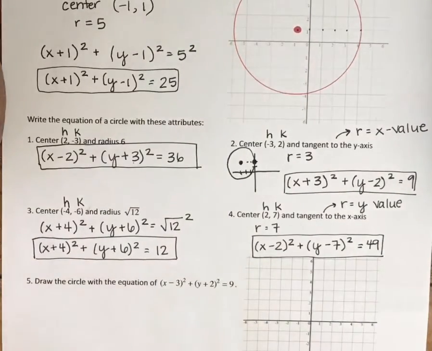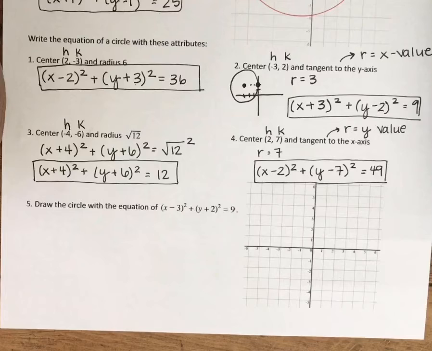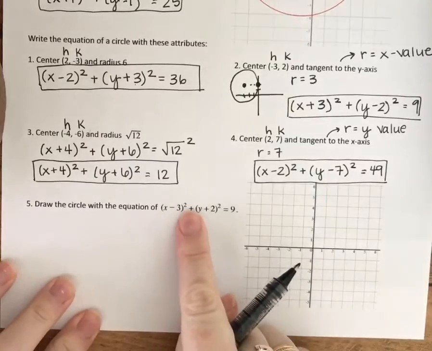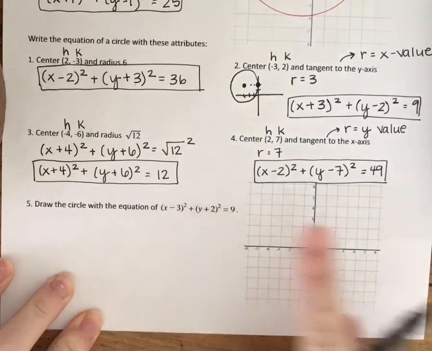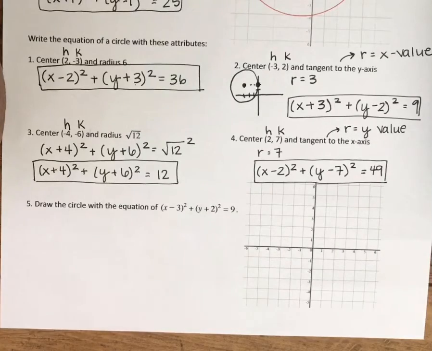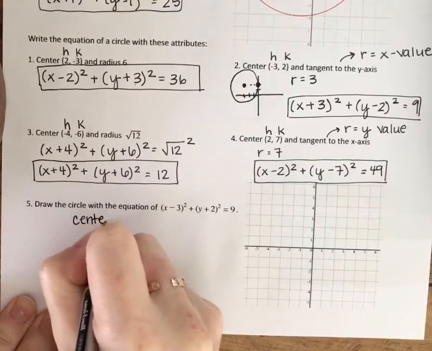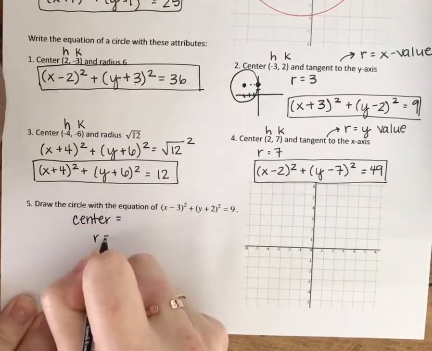Okay, and my last example here says to draw the circle with the equation x minus 3 squared plus y plus 2 squared equals 9. Okay, so now we're going to work backwards. We're given the equation and we're going to draw that circle on our notes. Okay, so we need two things in order to graph the circle. We need the center and we need the radius.